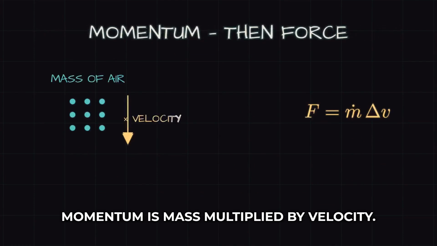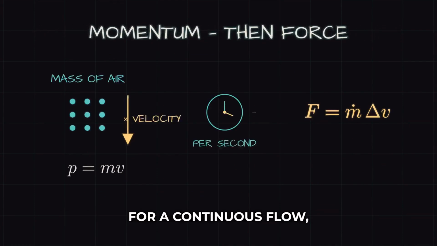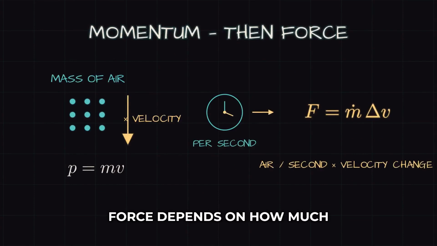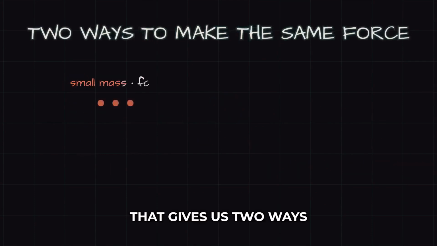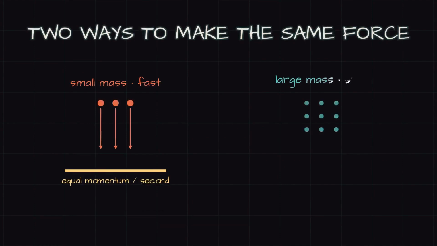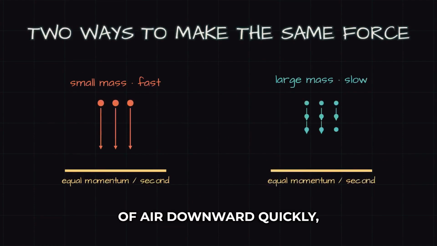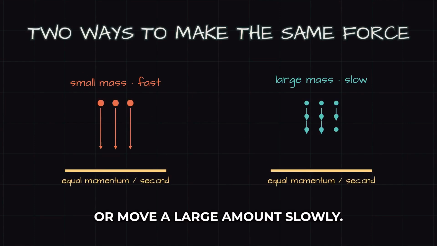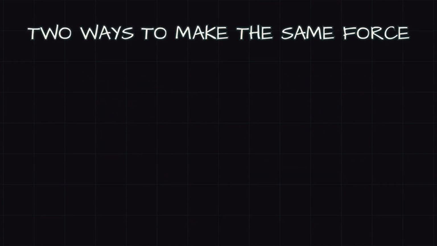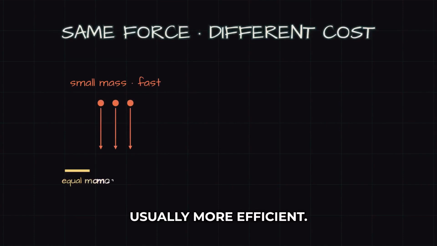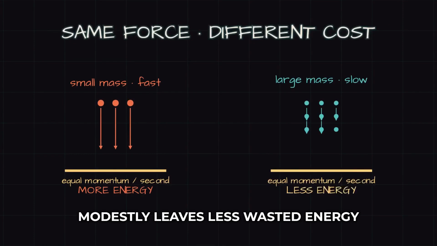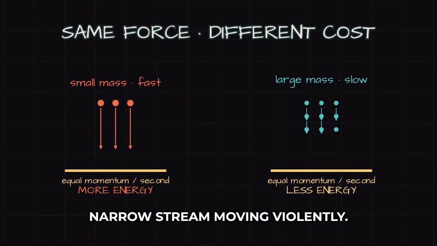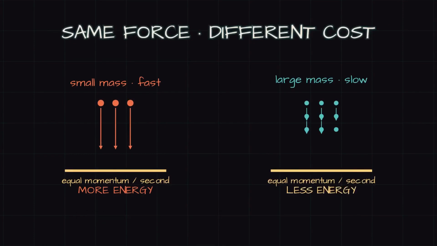Momentum is mass multiplied by velocity. For a continuous flow, force depends on how much air passes each second, multiplied by how much its velocity changes. That gives us 2 ways to make the same force. Move a small amount of air downward quickly, or move a large amount slowly. The second bargain is usually more efficient. A broad mass moving downward modestly leaves less wasted energy in the wake than a narrow stream moving violently.